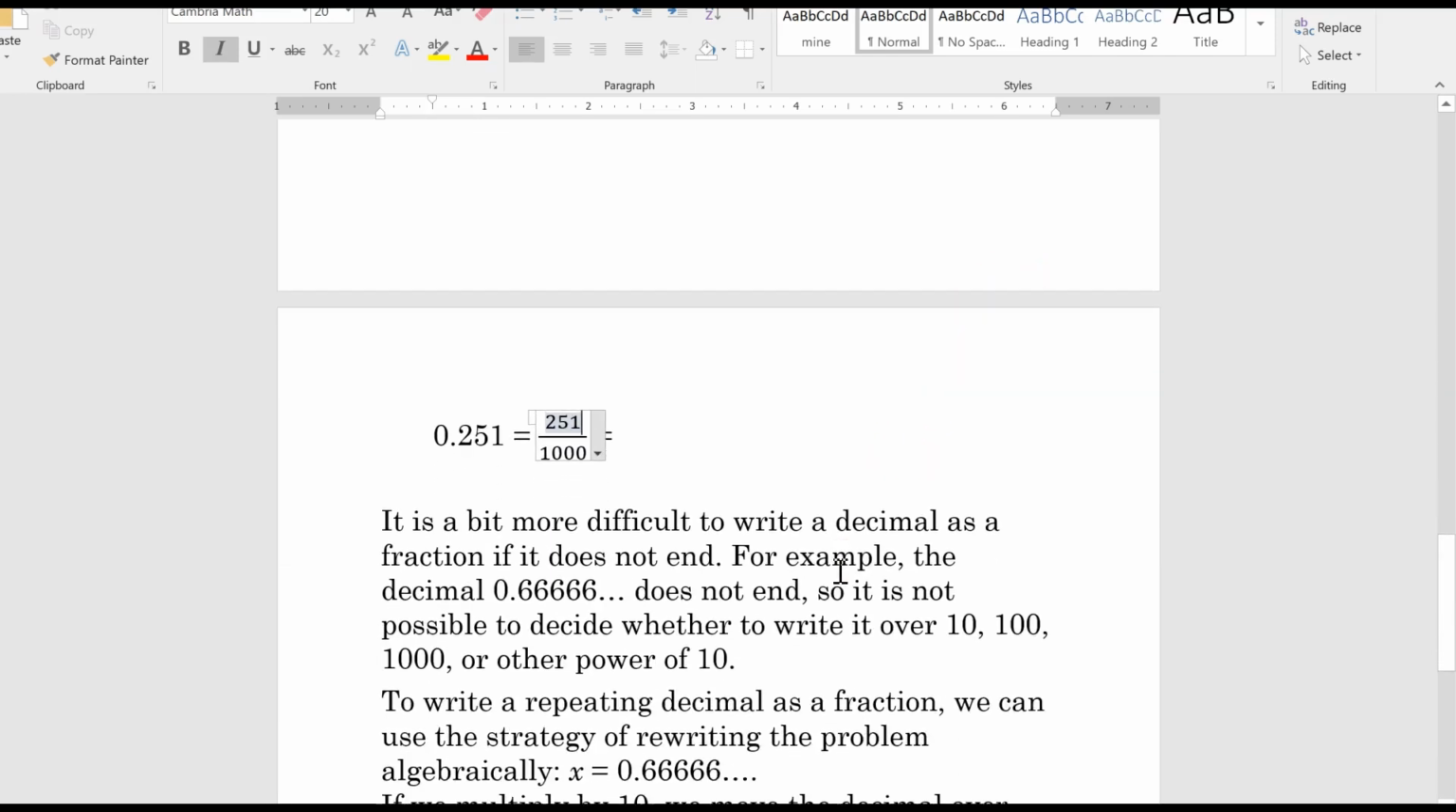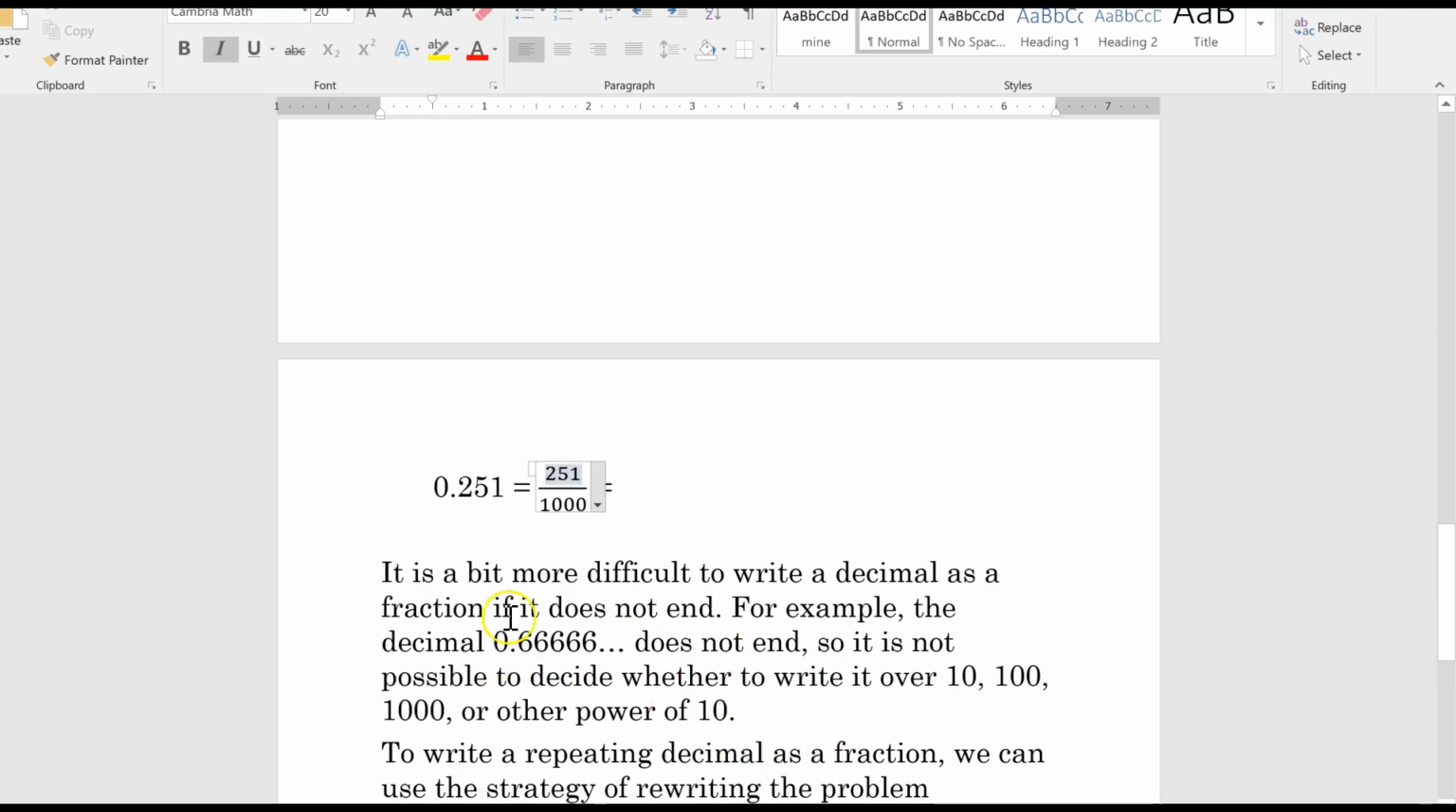It's a little more difficult to write a decimal that doesn't end, like our 0.666666 that we had before, because if it doesn't end, what do I put it over? Do I put it over 10? 100? Do I put it over 1,000? There's no choice there of what to put it over. So I'm going to show you a special way to rewrite this so that we can write it as a fraction.